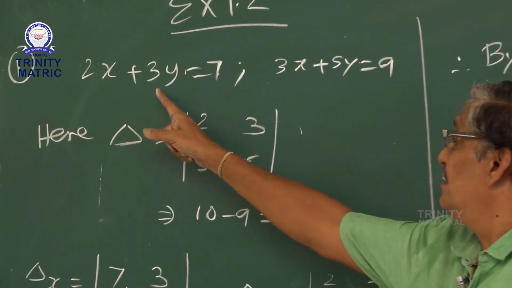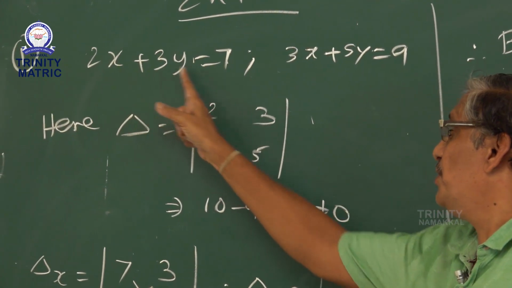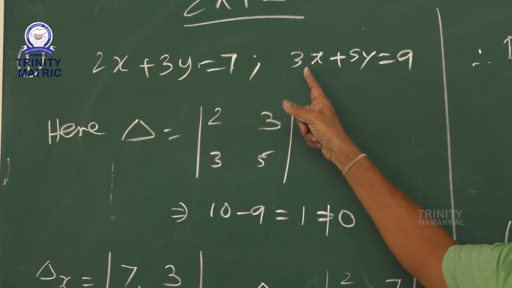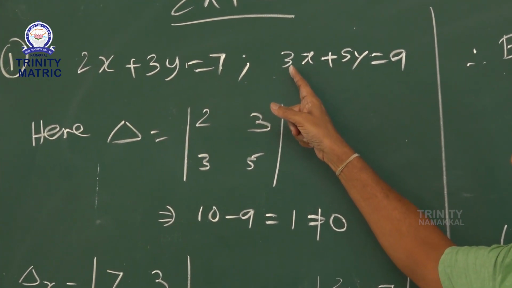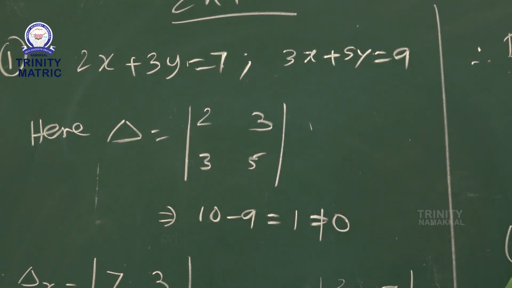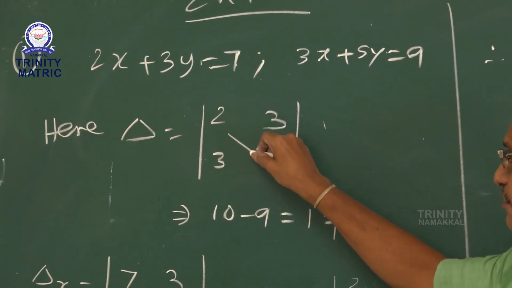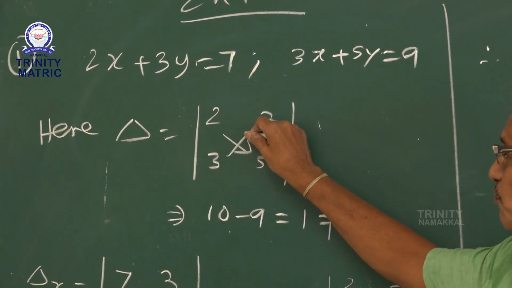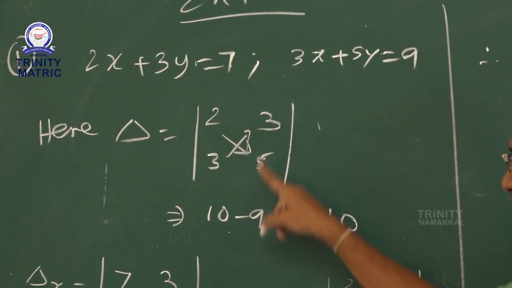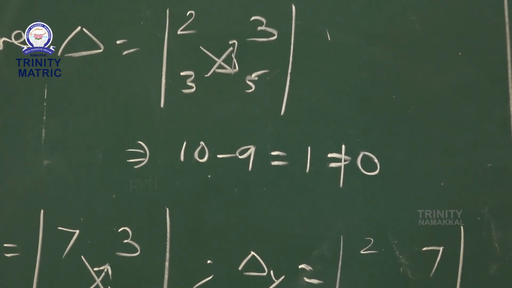The x coefficient is 2, the y coefficient is 3. Likewise, in the second equation, the coefficient of x is 3, the coefficient of y is 5. So, 2, 3, 3, 5. Then we have to find the discriminant value. Coming down, 2 5s are 10. While going up, we put minus. 3 3s are 9. 10 minus 9 is 1, not equal to 0. Therefore, Cramer's rule is applicable.